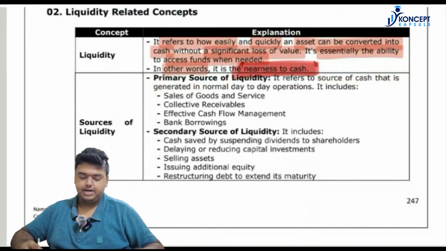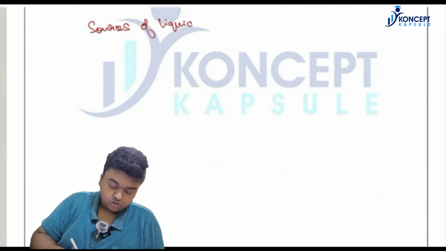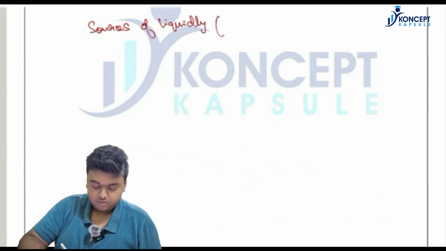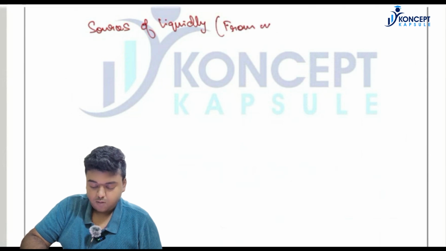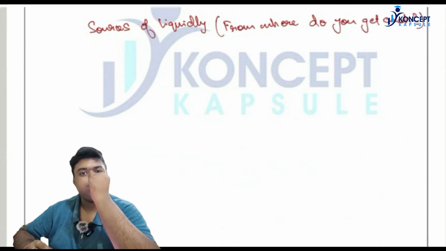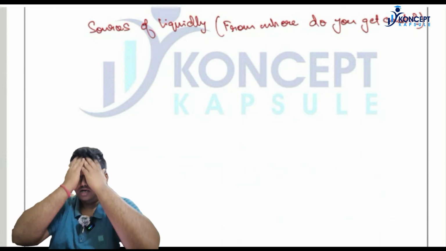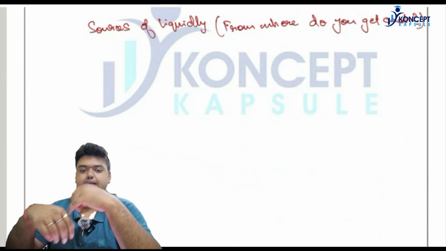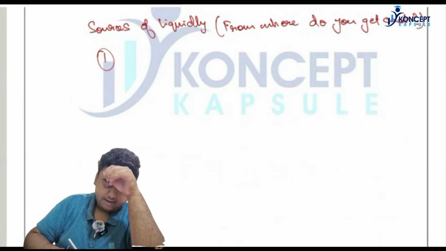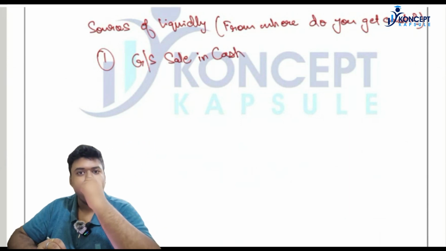Then we come to sources of liquidity. Sources of liquidity basically means from where do you get cash? Just think of a business operation. When I'm running a business, what are the areas from where I can get cash? One, when I make a goods or service sale in cash, I will get cash.